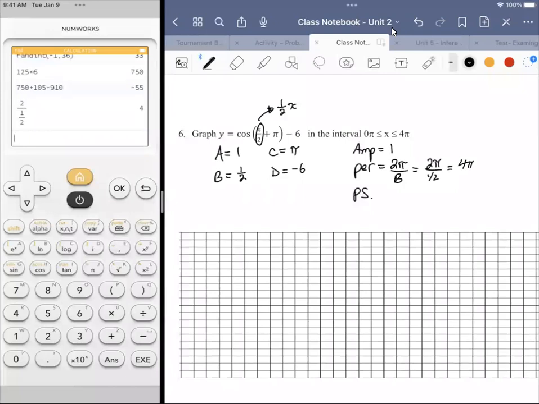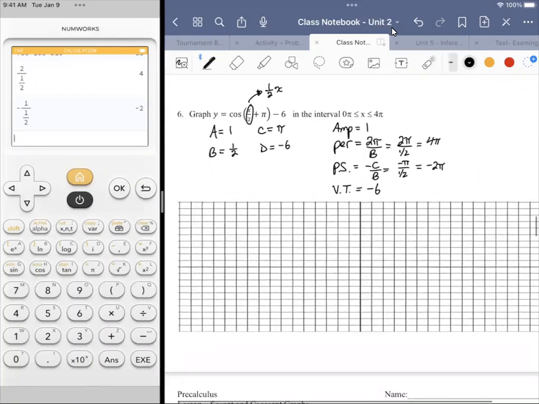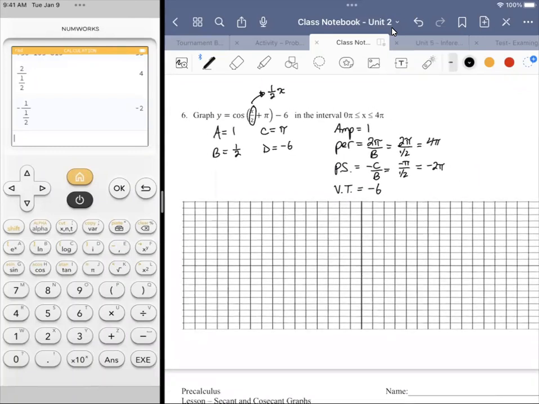The phase shift, PS, negative C over B. So negative pi over 1/2. Now that negative pi can be thought of as negative 1 pi. So if you take negative 1 and divide it by 1/2, you get a result of negative 2. So negative 2 pi. The vertical translation, that's the D value, is negative 6. All right. So we're going to shift left 2 pi units.